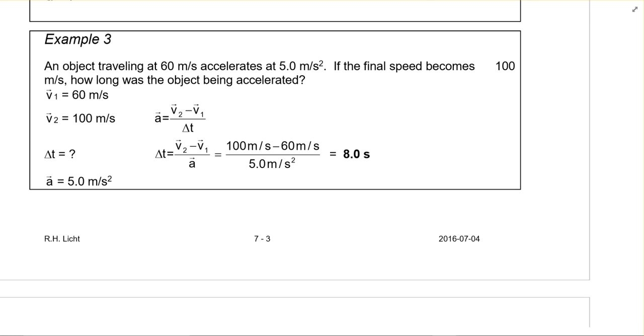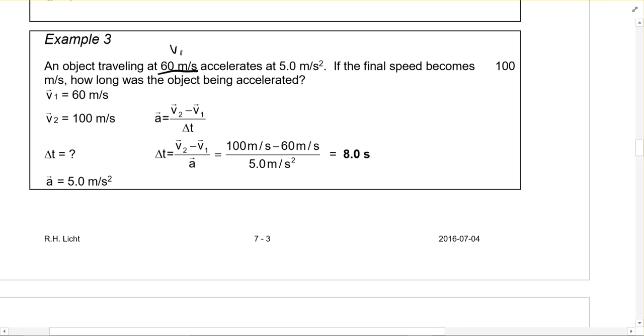So number 3 says an object traveling at 60 meters per second accelerates at 5 meters per second squared. If the final speed becomes 100 meters per second, how long was the object being accelerated? So we're getting to the point now where we probably want to make sure that we understand everything. A good tactic, a good technique, would be to highlight these things if you have a highlighter, or underline, and just know what they are.